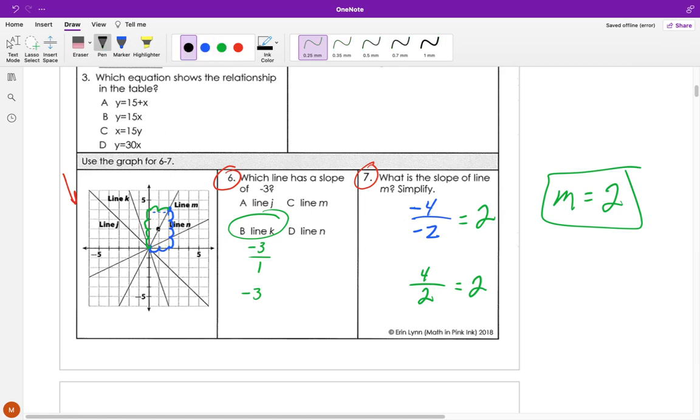Now, if you pick this point, and you could have picked this point, and if you did that, you're counting down 2 and over 1. So you see that's still going to give you a +2 slope, or up 2 and over 1, and it's still going to give you a +2 slope. I just happen to see this point here where it intersected in both of the corners first.